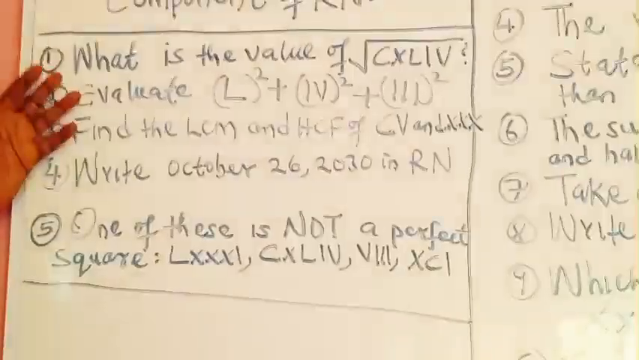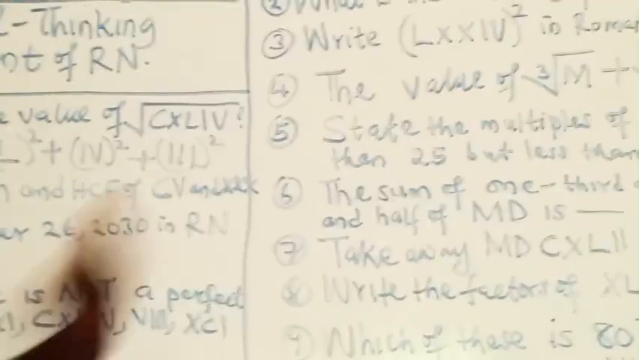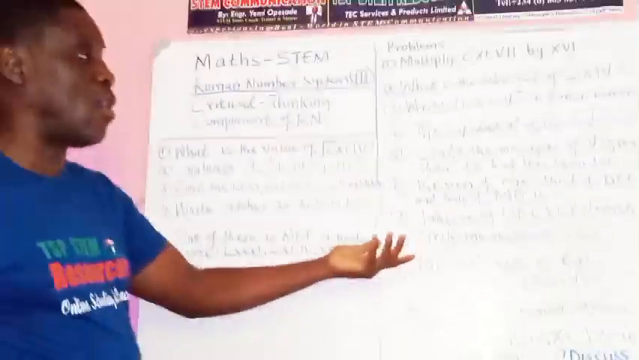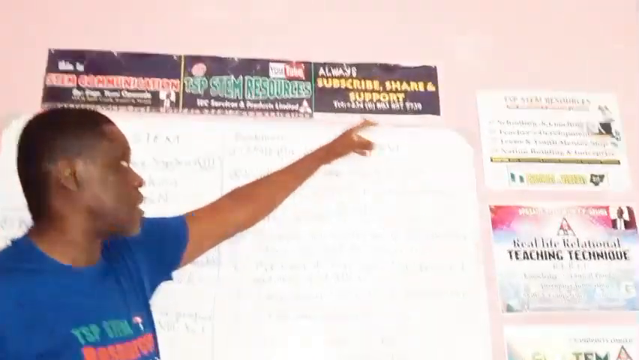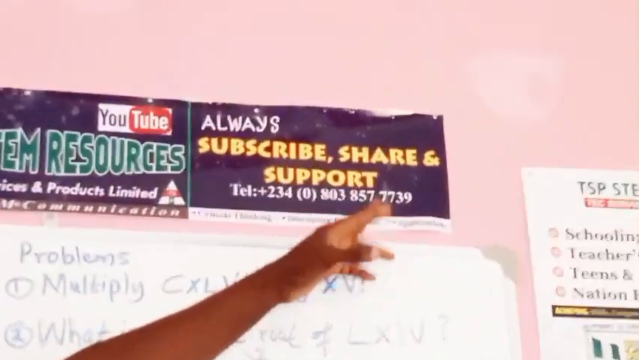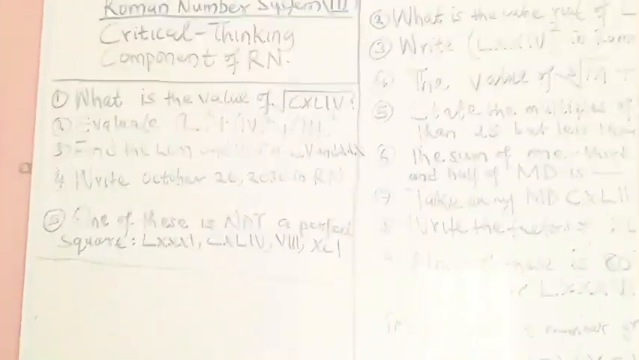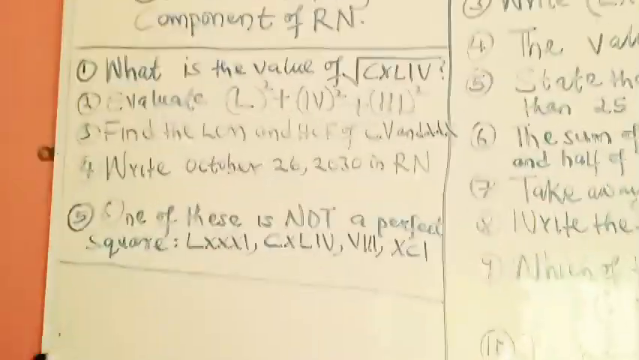So we're looking at number 1. I have some questions here, about 10 problems. We'll start with these 5, then I'll see if I can pick 1 or 2 from here. The remaining ones will be left for you to solve. And once you solve them, you send the feedback to my WhatsApp channel on 080-385-77739. Details about all this will be made available to you in due course. So let's move right now to the critical thinking component.